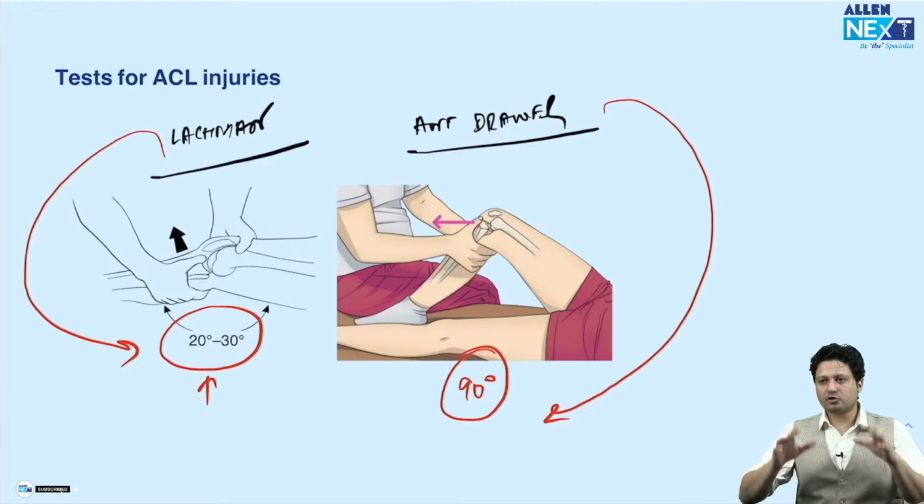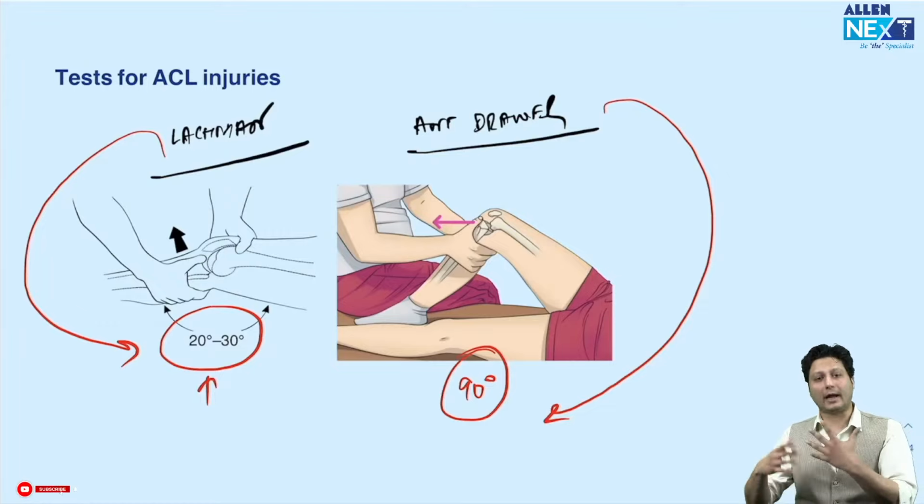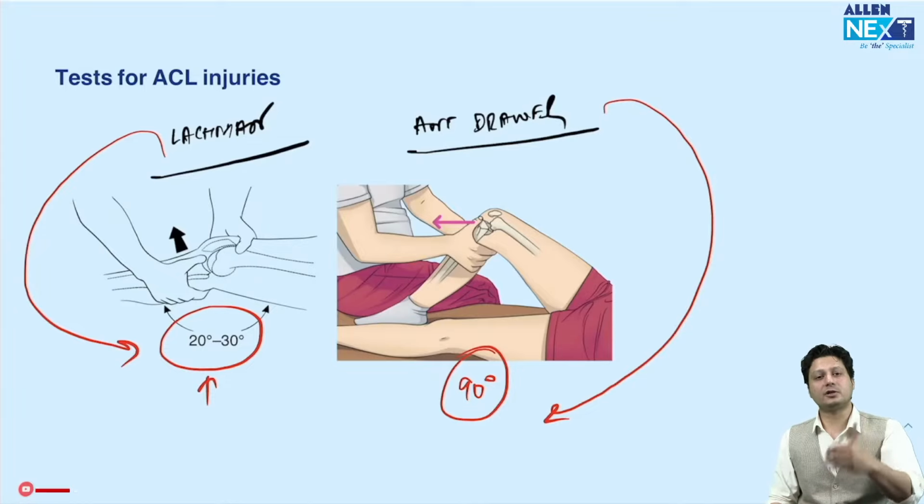Immediately after injury, there is too much blood already collected inside the knee. If you flex the knee to 90 degrees, it will result in massive hemarthrosis. It will result in massive pain to the patient because you are further compromising the knee space. So the condition is going to be extremely painful.